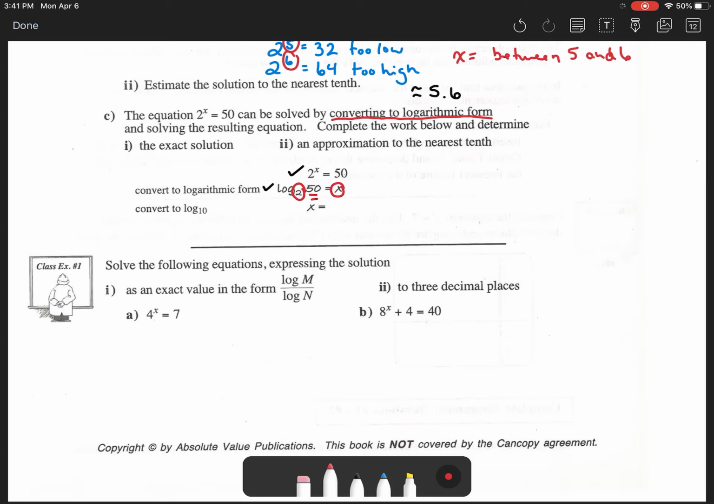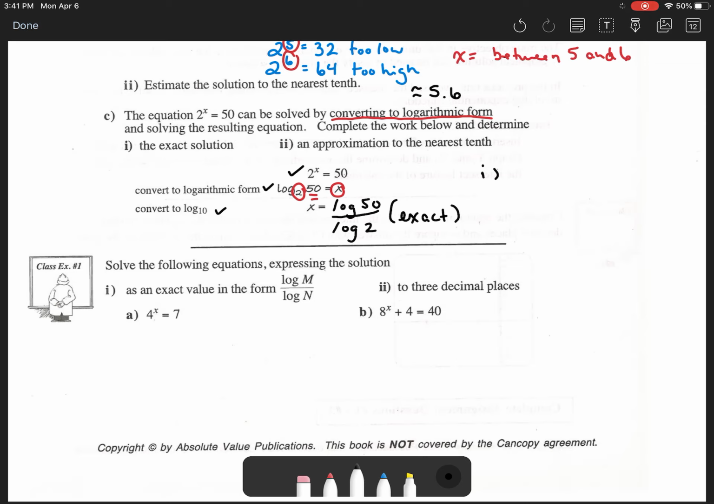So what I do from here is I want x all by itself, so I take the log base 2 of 50 and write it using a common base, which is what we learned. So this is log 50 all over log of 2, and that's what they mean by convert to log 10. Use a common base, and we took a look at that in one of the last couple lessons. So there is my answer as an exact value. That's exactly what the answer is. It's log 50 divided by log 2.